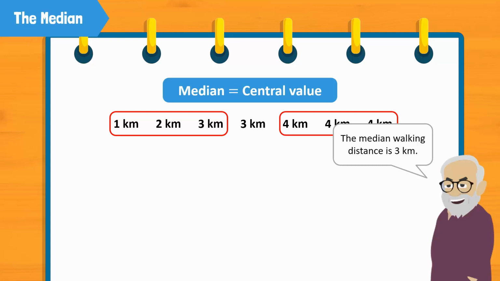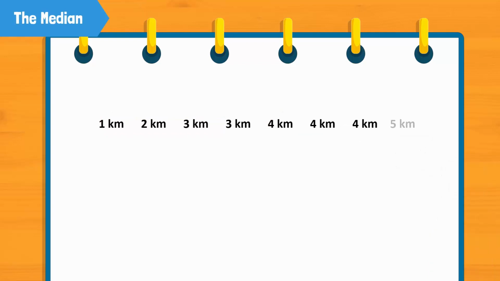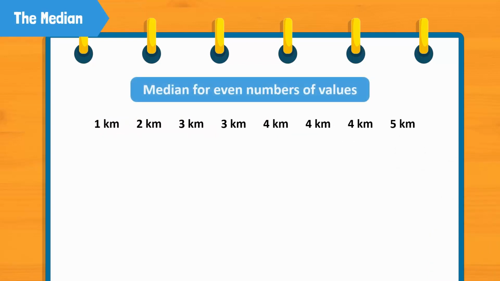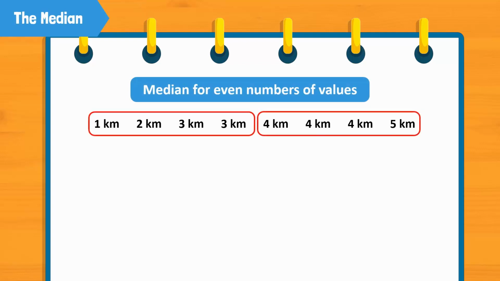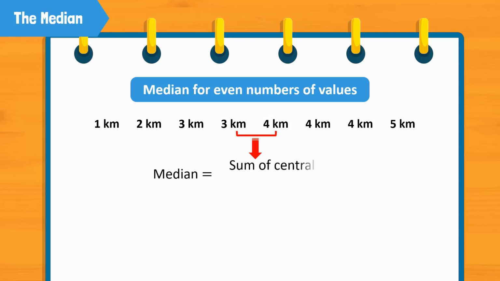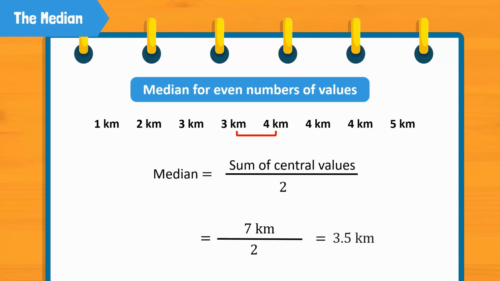An important thing to remember is that sometimes the values in a data set can be even. What if we added one more distance to Dadajan's data to make the total number of values 8 instead of 7? In this case, making 2 parts of the data with 4 on each side leaves no value in the middle. In such a case, you find the median by adding the 2 central values and dividing them by 2. Here, this would be the sum of the 4th and the 5th value divided by 2. That is, 3 plus 4 or 7 divided by 2, which is equal to 3.5 kilometers.